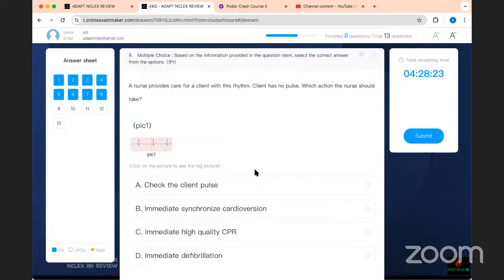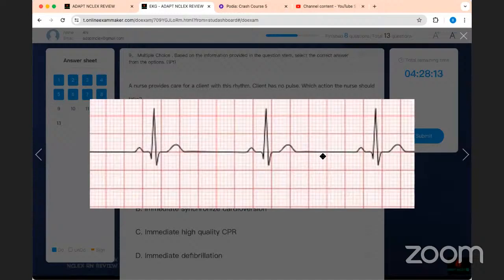And then provide care for a client with this rhythm. The client has no pulse. Which action should the nurse take? I have no pulse, but this is what I have. What do you think? What do you call it? You see this rhythm, but there's no pulse. I see this rhythm, no pulse, means pulseless. This is an electrical activity. Therefore, pulseless electrical activity. That's what you call it.